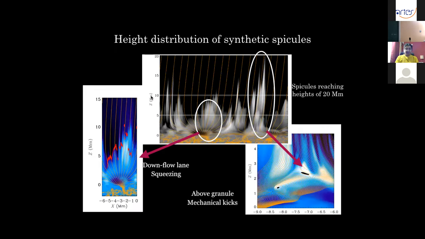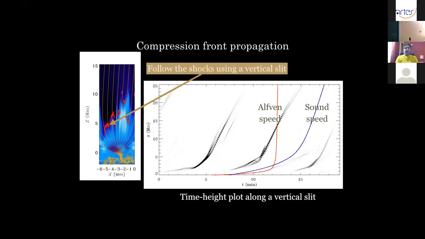Let me indicate here that we take these two different horizontal slits. You can take any one of these horizontal slits. And when we do a time distance plot of that, which is indicated here, you can see that there are these waves which are clearly traveling upwards, the compression fronts, where the plasma is compressed. Here I also show in this blue curve the typical sound speed in the atmosphere, and the red curve is the Alfvén speed. These compression fronts are propagating close to the slow MHD speeds. And these red contours indicate the compression fronts, which we can consider as shock fronts in this MHD model.